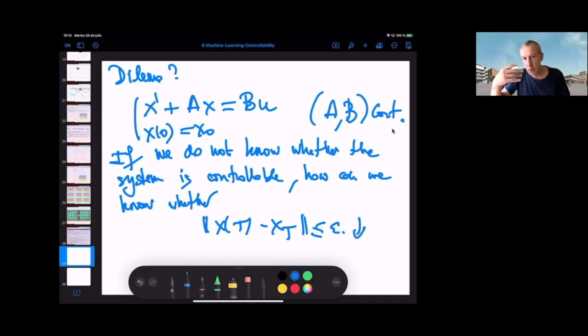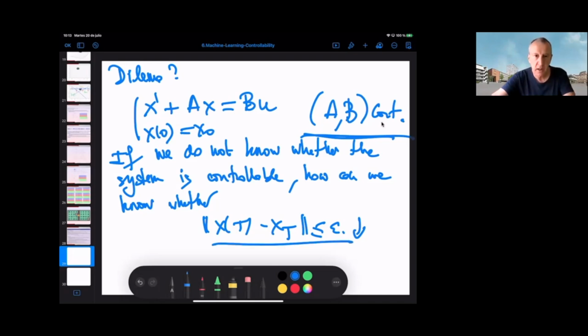So even if you are not really interested in the ultimate controllability property, knowing that the system is controllable is what allows you to guarantee that when you apply a straightforward, say, optimal control strategy, this will bring you as close as you need to the corresponding target.